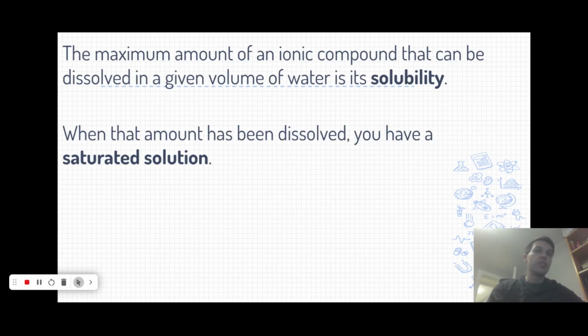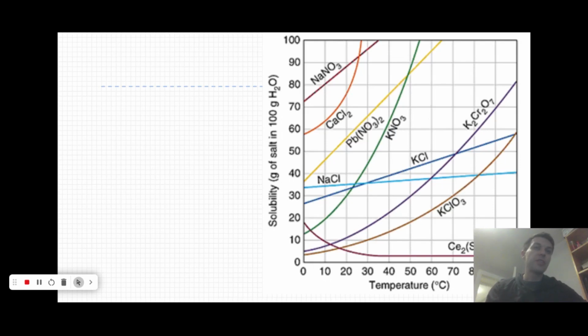When we use the term solubility, we're defining a specific amount of the solute which can be dissolved in a given volume of water. When you've reached the solubility point for an ionic compound, that is by definition a saturated solution. You cannot dissolve any more of that ionic compound in that volume of water. Solubility curves of ionic compounds tell us the precise mass of an ionic compound that can be dissolved in a given volume of water at a specific temperature.